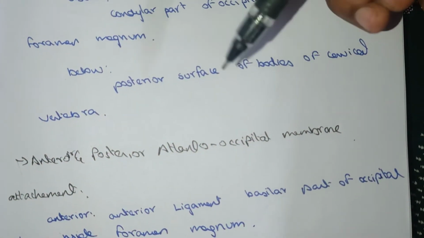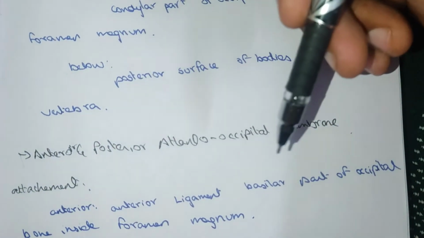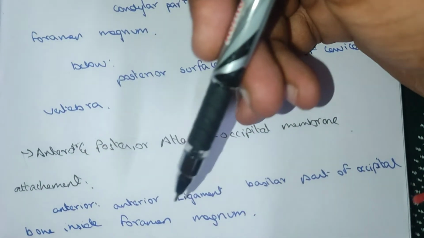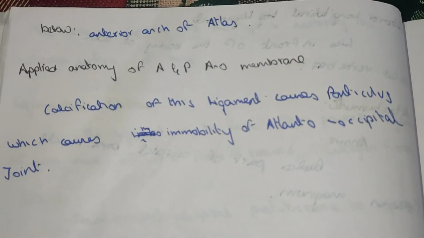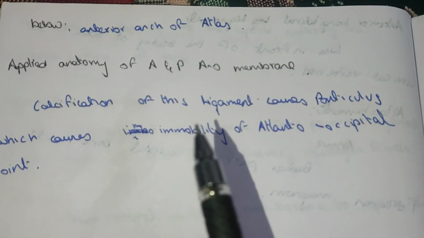The anterior and posterior Atlanto-occipital membrane. Attachment: the anterior ligament is attached to the basilar part of the occipital bone inside the foramen magnum, and below by the anterior arch of atlas. Now you will see the applied anatomy.